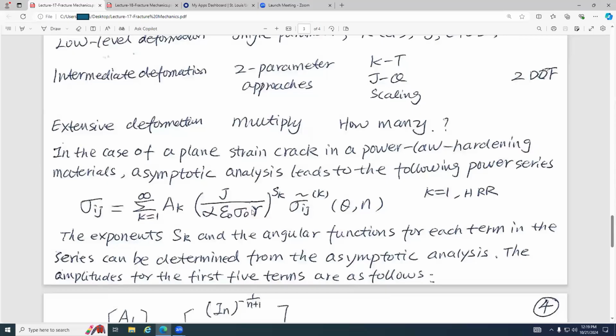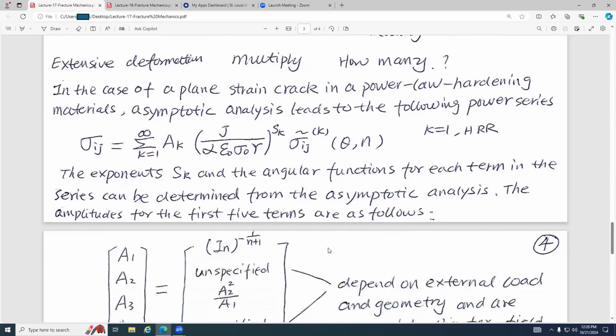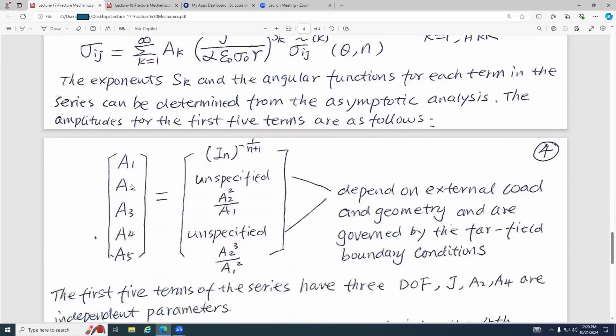So the exponents s_k and the angular functions for each term in the series can be determined from an asymptotic analysis. The amplitudes for the first 5 terms are given as follows. For the first 5 terms, they are dominant. As long as we can get these 5 parameters, for all the remaining terms we can just ignore them, and we still have decent accuracy.